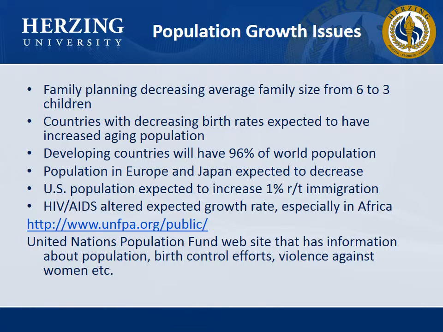Further population growth issues are that family planning has decreased. The average family size, instead of having 6 children, is now down to 3. Countries with decreasing birth rates are expected to have an increased aging population due to advances in healthcare. Developing countries will have 96% of the world population, and the population in Europe and Japan is expected to decrease. The U.S. population is expected to increase, and one of the reasons is the high amount of immigration occurring in the United States.